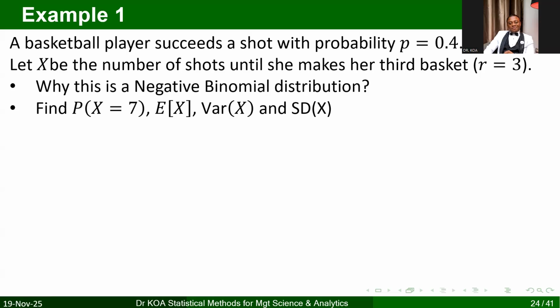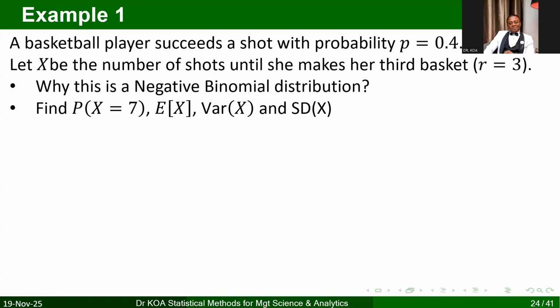Now, if you look at it, it says that X is the number of shots until the third basket. And we are told that the third basket means that your R is 3. So what does that mean? It means that X. Now can I try? Yeah. Okay, so it means it can't be geometric because the success is more than 1. Yeah, that's 1.